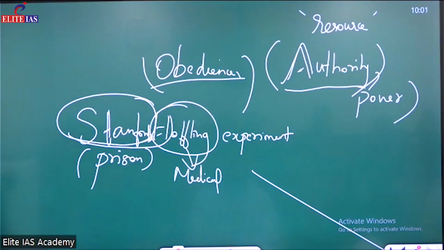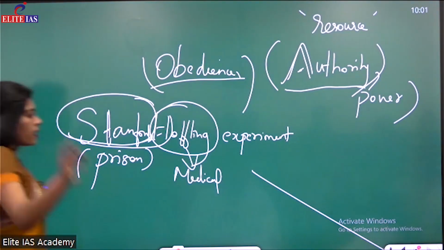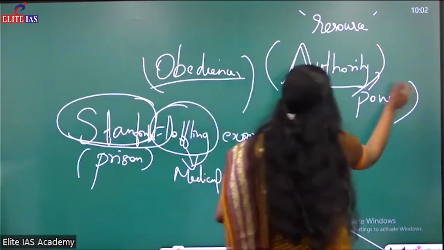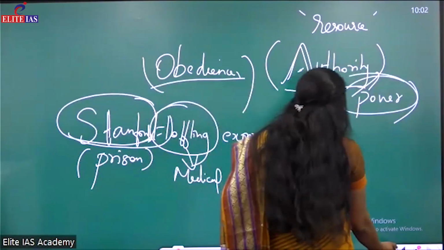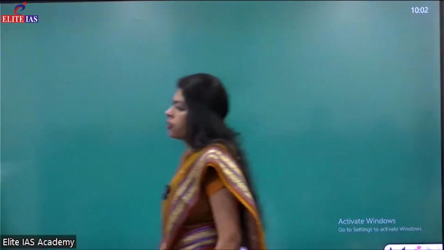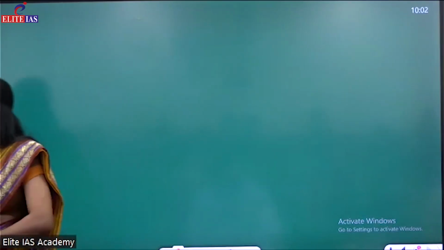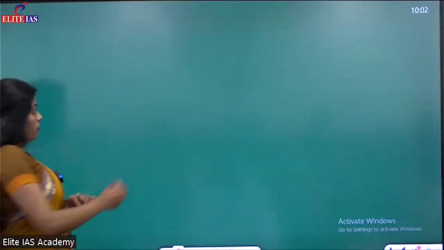Okay. Now, what is persuasion? That's it. Have you written this? Now we'll go to persuasion. Obedience is nothing but something where we are using power as a resource to influence the people. Okay, that's it. So it's a form of social influence only. Yes. What is persuasion?